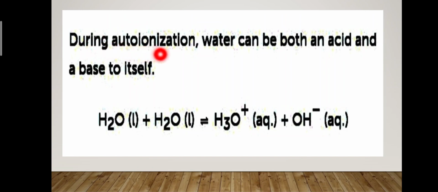During autoionization, water can be both an acid and a base to itself. Here are water molecules. One molecule of water acts as a base because it accepts the proton of another molecule. So this molecule of water, by accepting the proton of another water molecule, forms H3O positive ion, and the other molecule of water which donates its proton becomes OH negative ion.